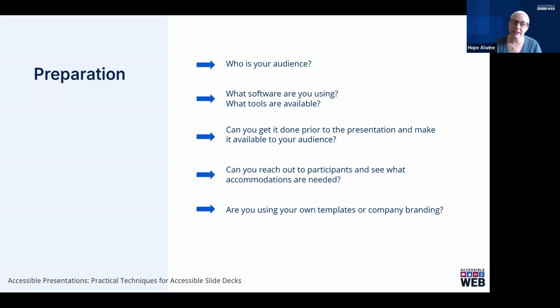Moving to the next question, can you get your presentation done and make it available to your audience prior to the actual presentation? Having slides or materials available in a more accessible format, like in text, gives people the option to use their own assistive technologies if they desire. The next question is, can you reach out to participants and see what accommodations may be needed for the actual meeting itself? As we discussed in previous webinars, reaching out to speakers and participants prior can help the planning process and better prepare the table for the event itself.